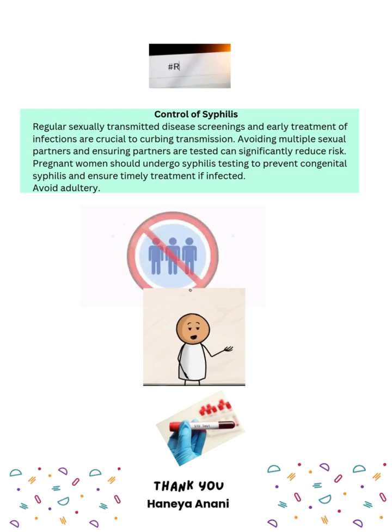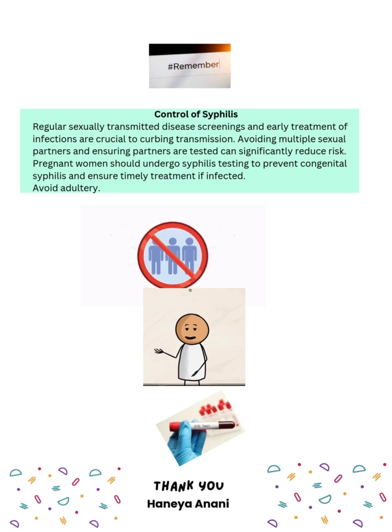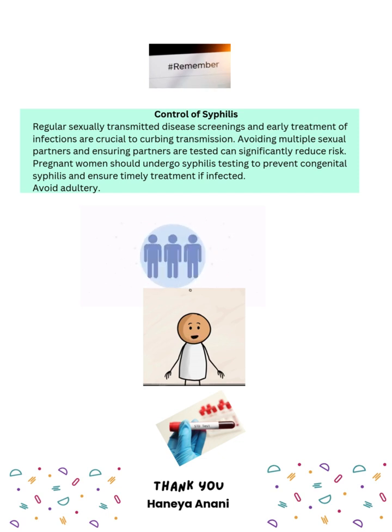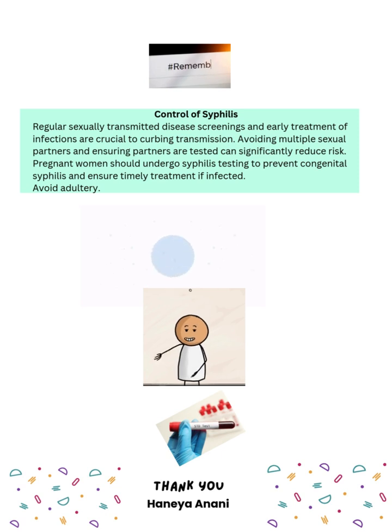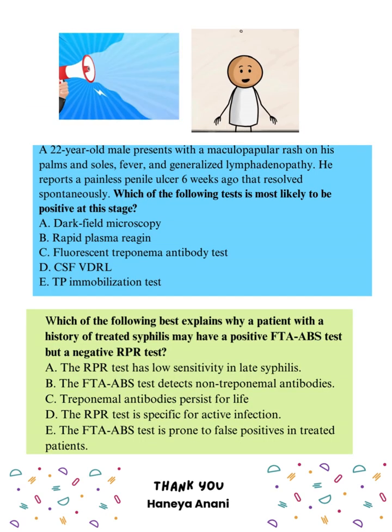Prevention and treatment of syphilis. Regular sexually transmitted disease screenings and early treatment of infections are crucial to curbing transmission. Avoiding multiple sexual partners and ensuring partners are tested can significantly reduce risk. Pregnant women should undergo syphilis testing to prevent congenital syphilis and ensure timely treatment if infected. Avoid adultery.